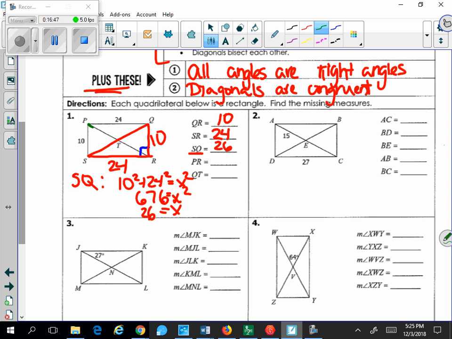Now they're asking me about PR. PR is the other diagonal in that rectangle. Number 2 up here said diagonals are congruent. So if one diagonal is 26, the other one is also 26.